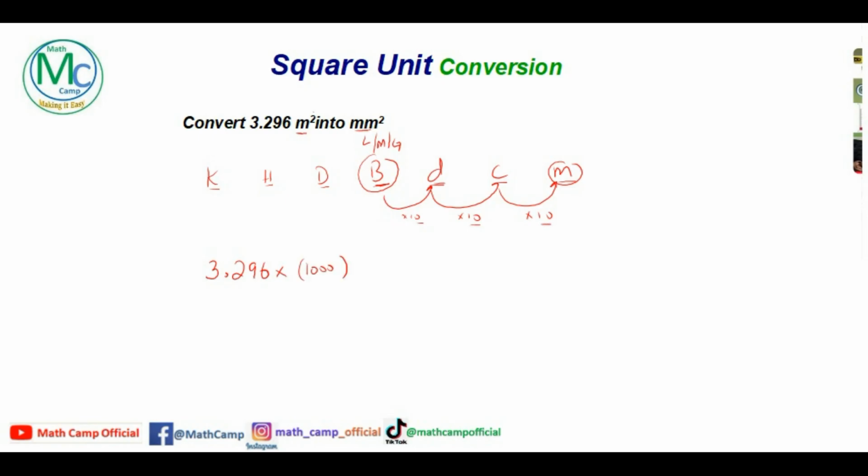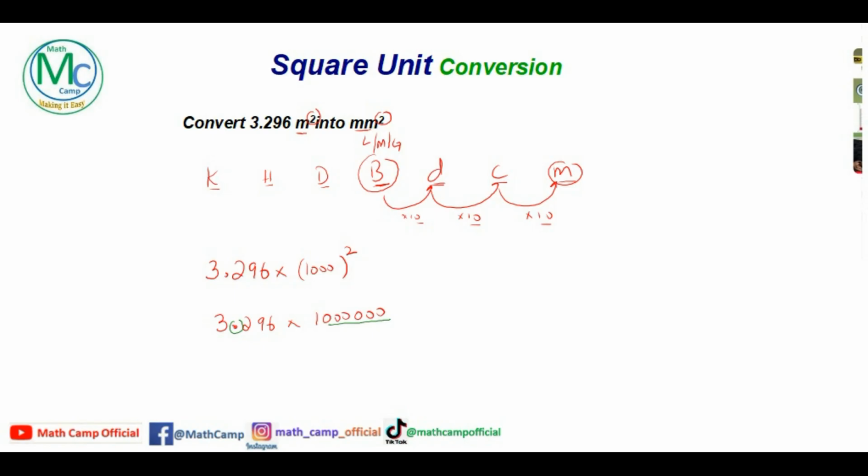But keep in mind we have a squared unit, so this 1000 has to be squared as well. So once we solve this, 3.296 times 1000 into 1000, which is going to be 1 million. And when we multiply with 10 or family of 10, remember we have to move the decimal point forward. So this is the decimal point here that has to take jumps forward, and how much does it have to take? Number of zeros. So we have 6 zeros.